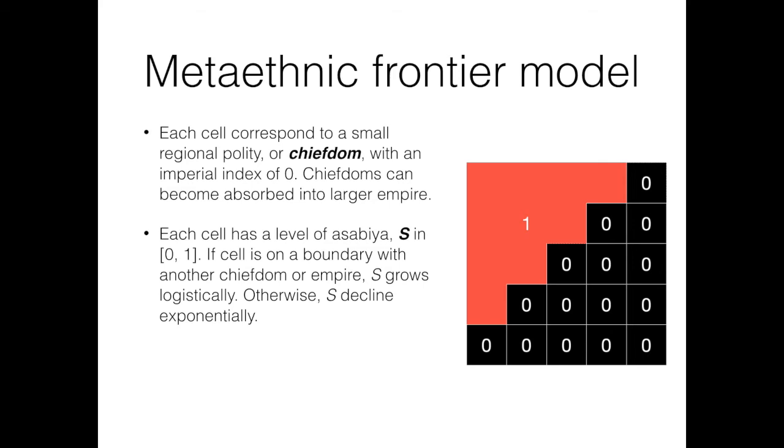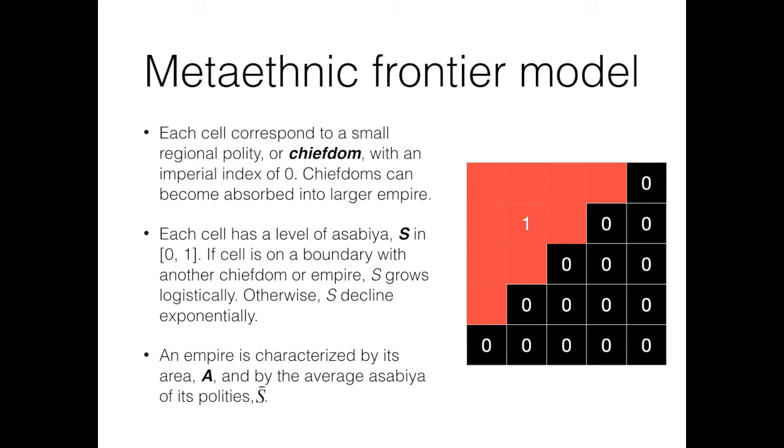So asabia grows logistically to an upper limit of 1 if it's situated next to a boundary between two empires or between an empire and a chiefdom. If the cell is not on a frontier, asabia declines exponentially to 0. The idea is basically if you're far from a frontier, internal conflict and the lack of external conflicts lead to a degradation of solidarity. So in determination of its frontier status in our formalization, the cell is going to consider yet again only its 4 nearest spatial neighbors.